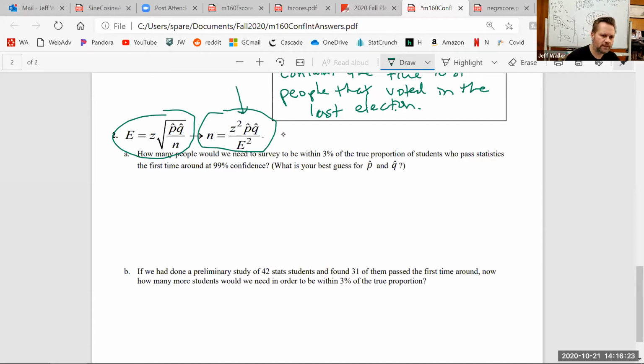So what this means is if I know what I want my error to be, I can figure out how large of a sample I need. And then I can see if it's possible. If I need to talk to 30 people, sweet. If I need to talk to 3 billion people, no. So look at part A. Can somebody just pick out for me in part A what the error is that I want?